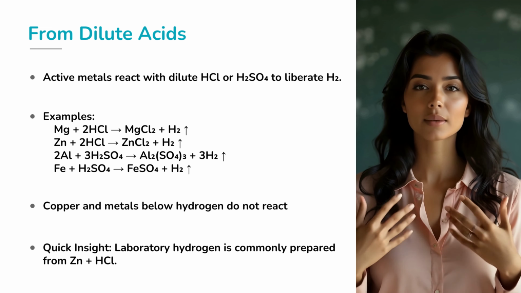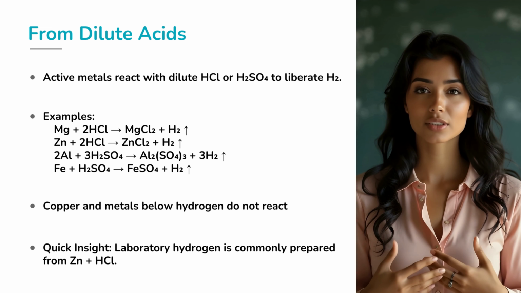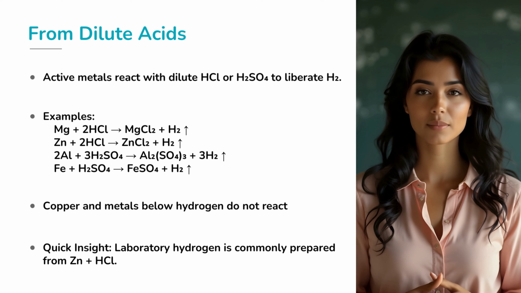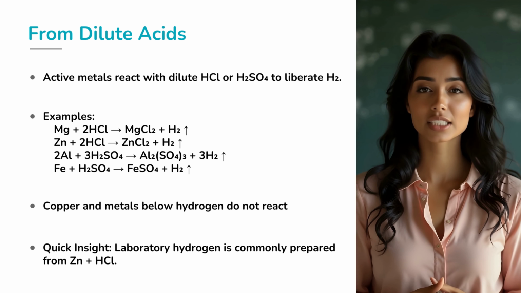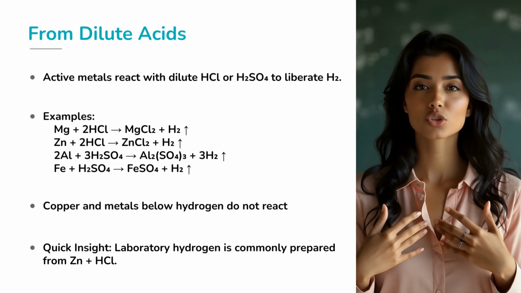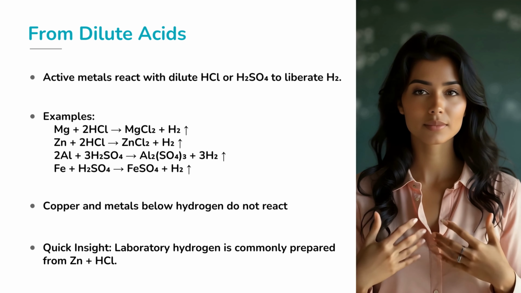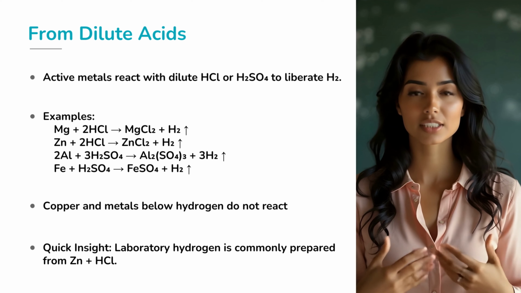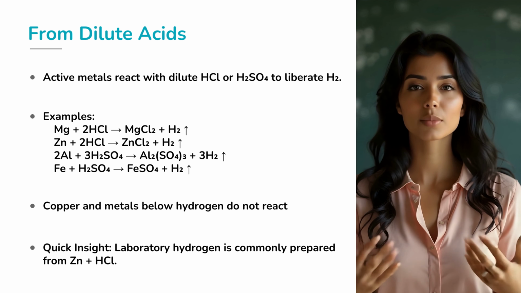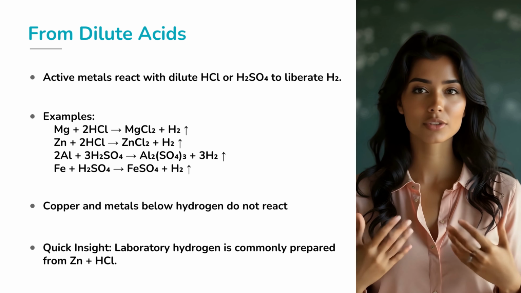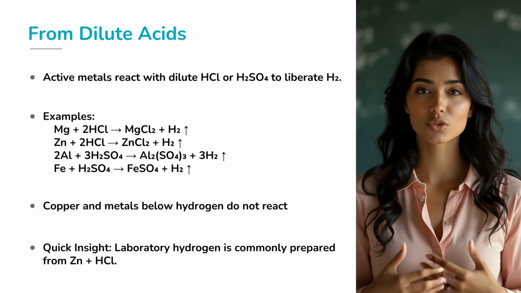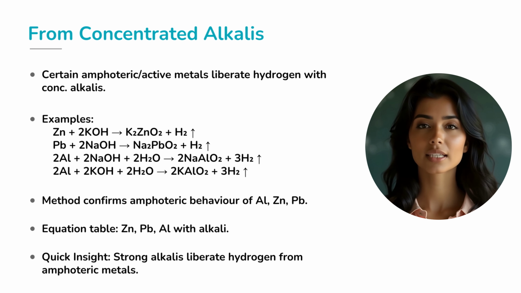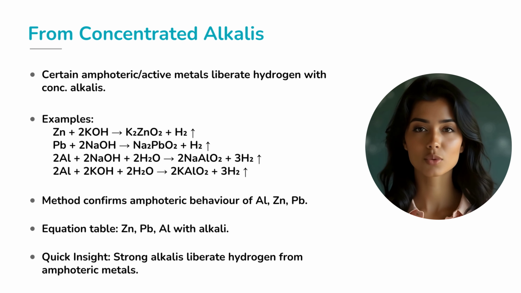Zinc, aluminum, and iron follow similar patterns. However, metals like copper, which are below hydrogen in the reactivity series, don't react with acids to produce hydrogen. That's why we often use metals like zinc for lab scale hydrogen preparation. It's efficient, straightforward, and widely used in chemistry classrooms. Now let's move on to how metals react with concentrated alkalis.